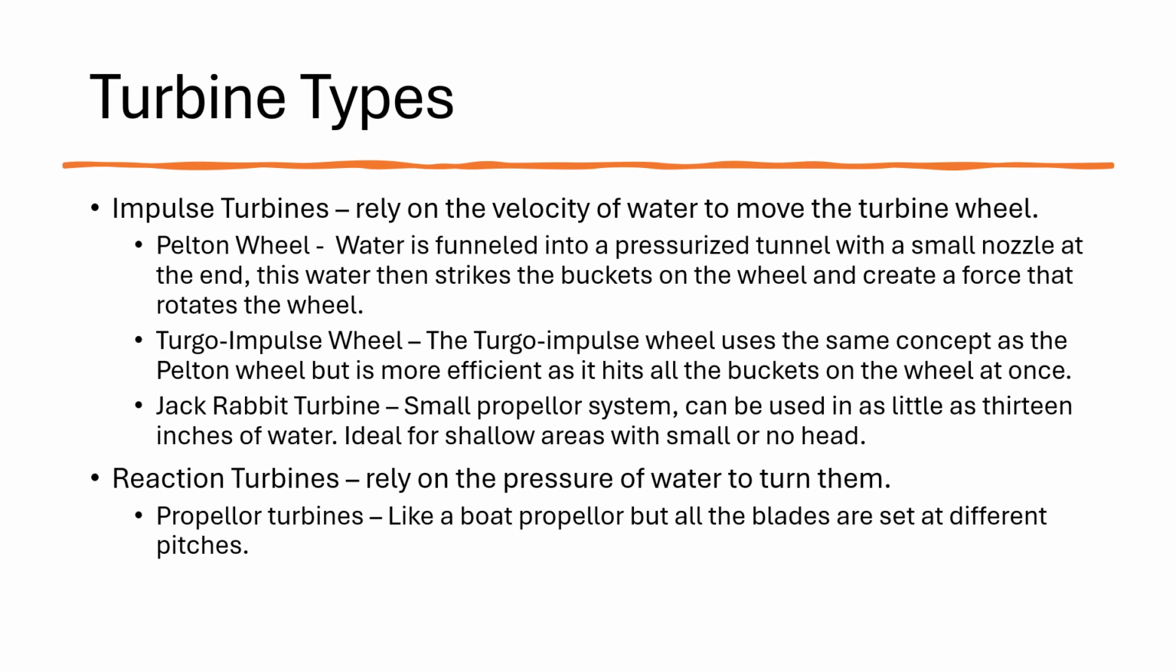The second type of turbine is the reaction turbine, which relies on the pressure of the water to turn them. These are similar to a boat propeller, but all the blades are set at different pitches, so it allows it to spin easier.